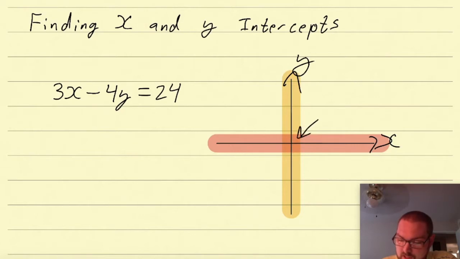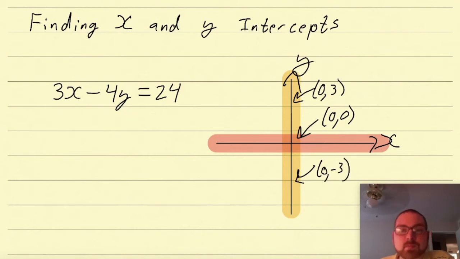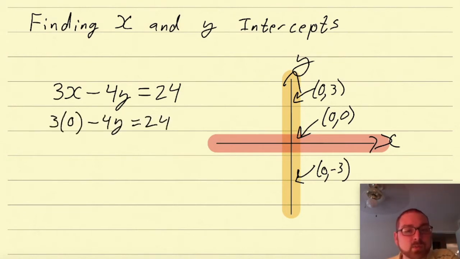going to be 0. So as we go up, the x value would remain 0 as the y value increased. As we go down, the x value remains 0 as the y value decreases. So our x value will always be 0 at that intercept. So we can use that to our advantage and say 3 times 0 minus 4y equals 24. It'll be 0 when we're on the y-axis.